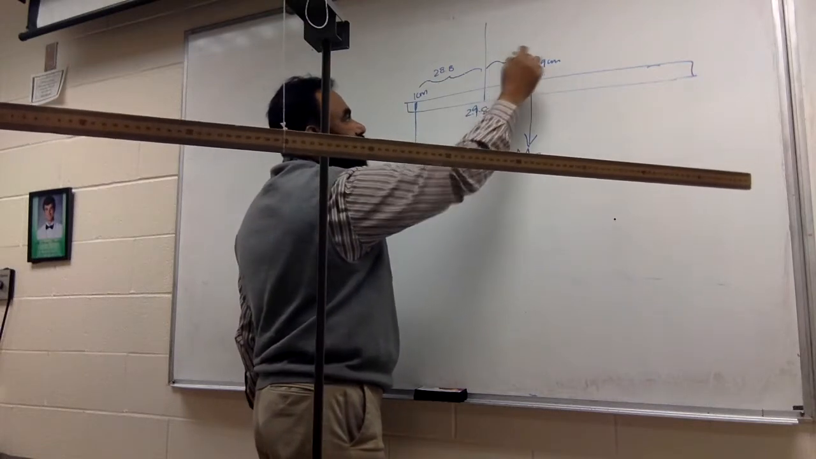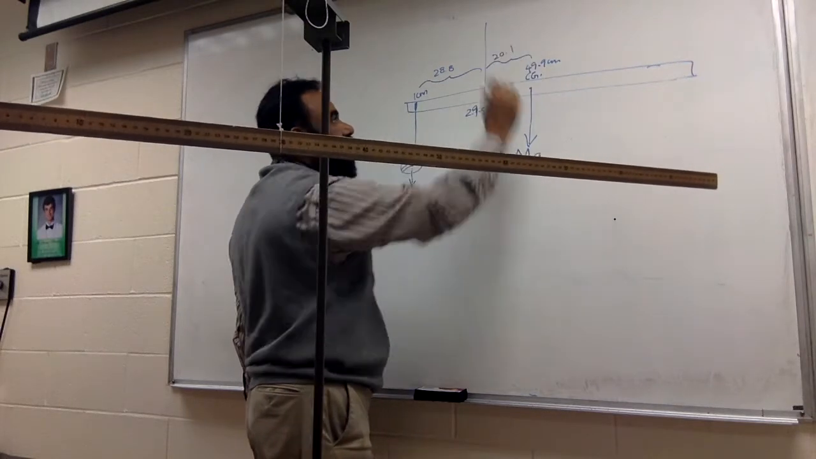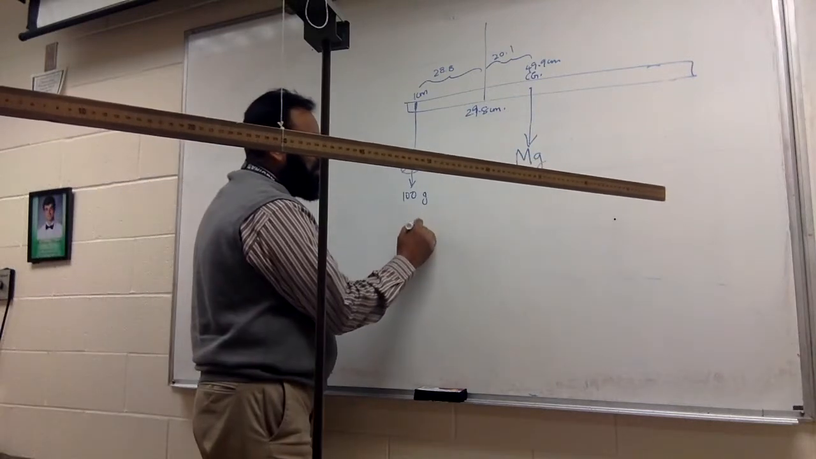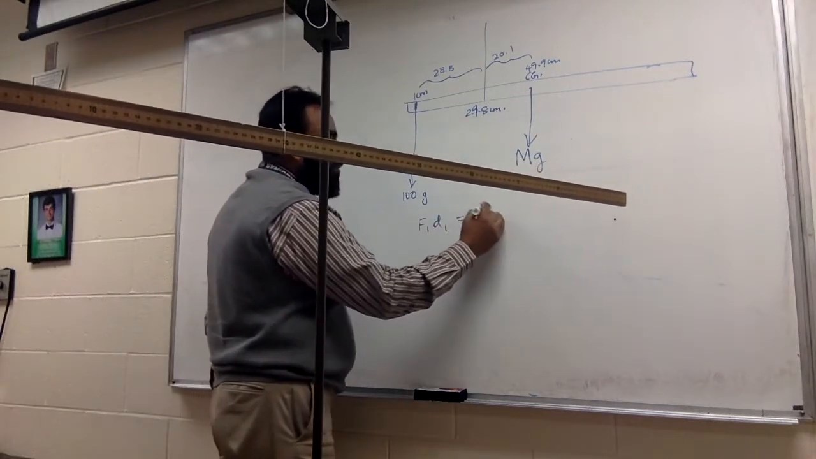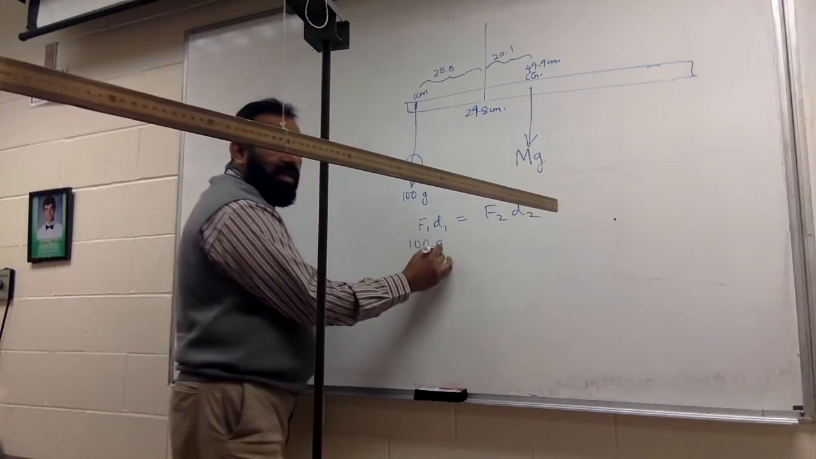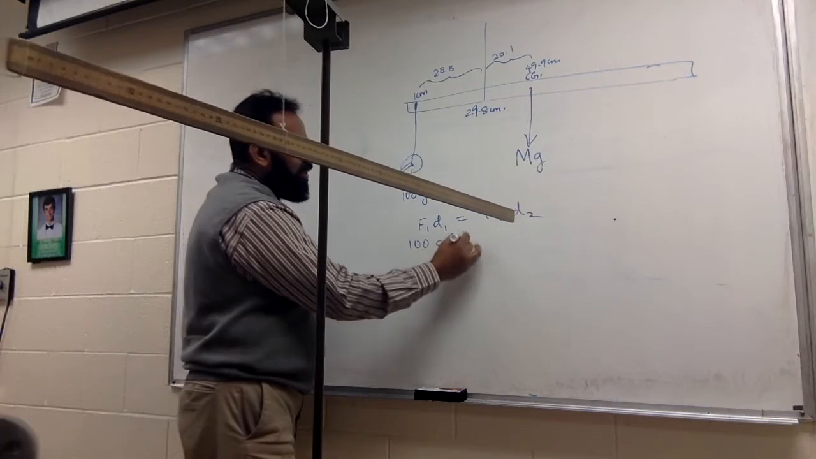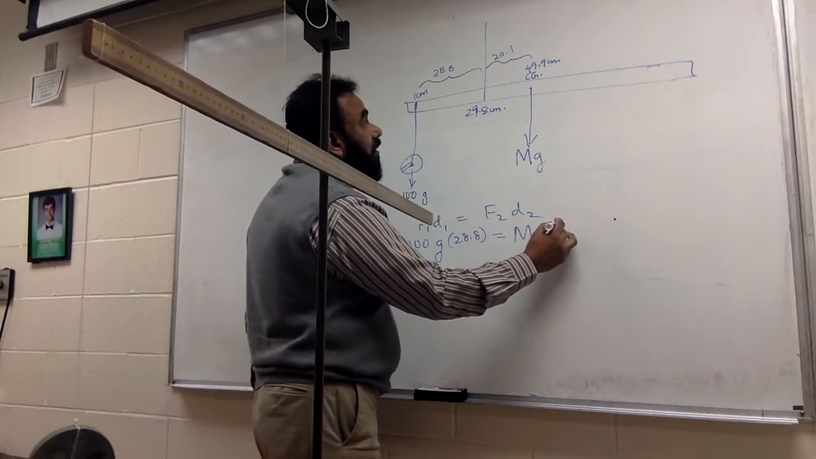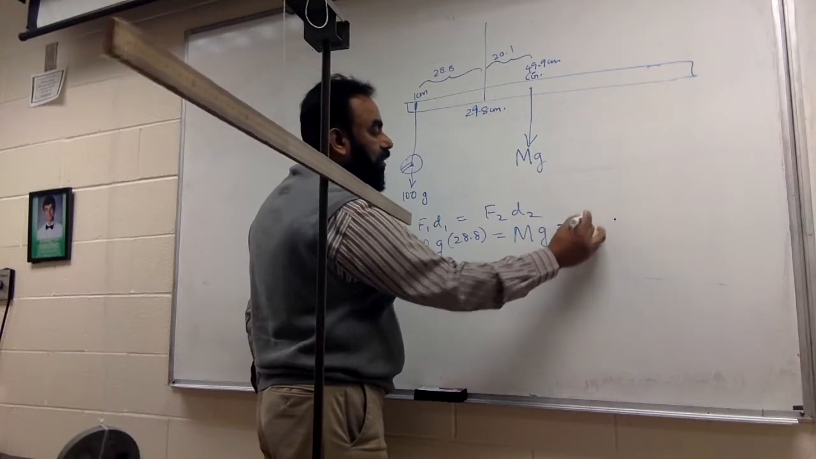How much is this? 20.1. So you have it. What's your principle of moments? F1 d1 is equal to F2 d2. Therefore, 100 g times 28.8 is equal to mg times 20.1.